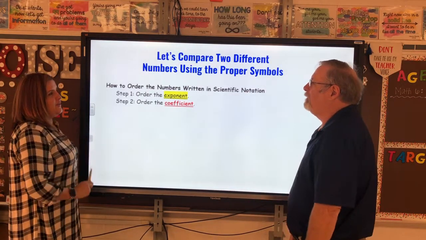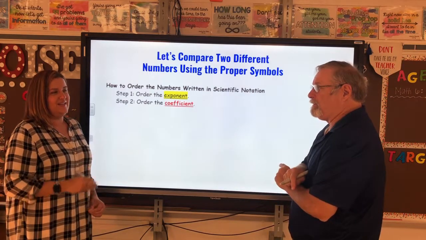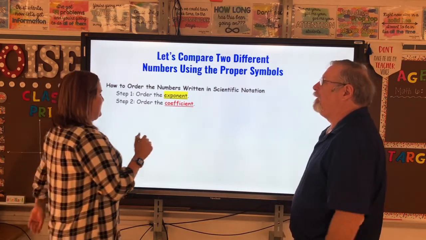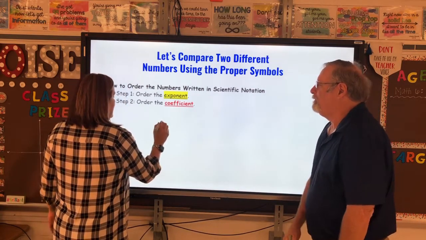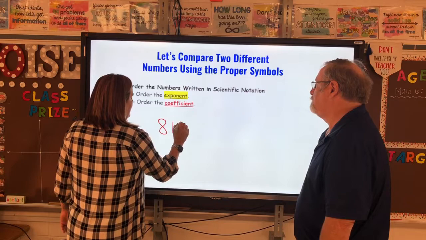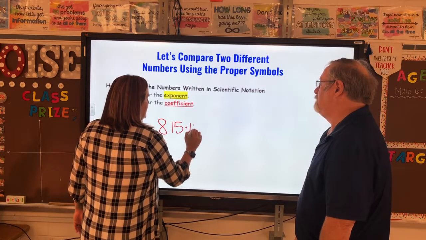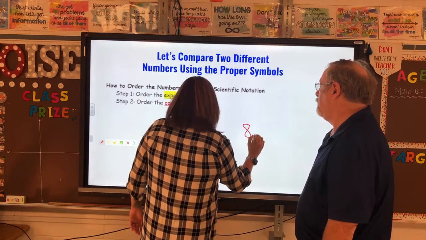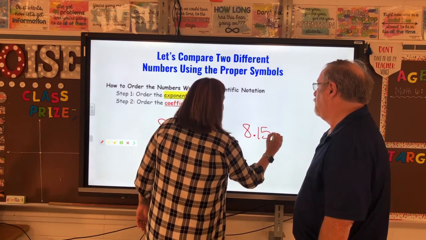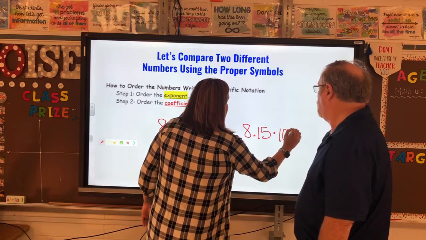Do we want to do another one? Yeah, but let's do one where the exponents are different. So if we had 8.15 times 10 to the 4, compared with 8.15 times 10 to the 6.